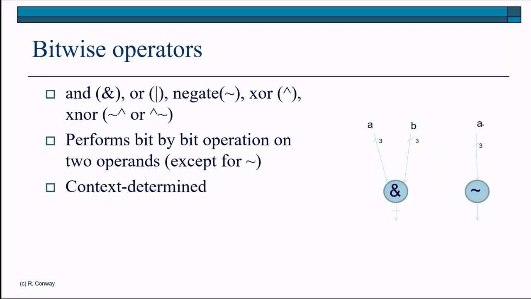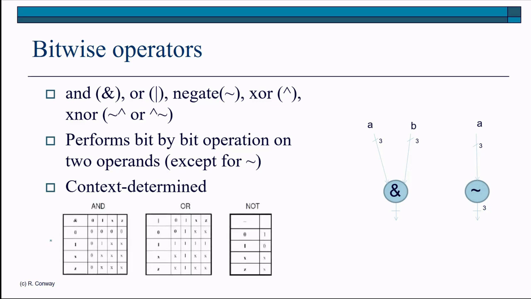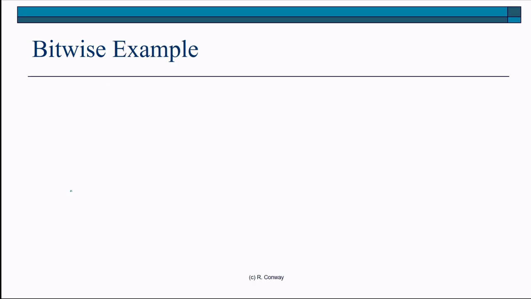As noted, the negation operator is a unary operator, so it only has one operand. And in our simple example, the output will be 3 bits, but may be different depending on the context for more complex expressions. We've seen these tables earlier in the module, and these define the operations for the bitwise operators. Let's see some examples of using the bitwise operators.